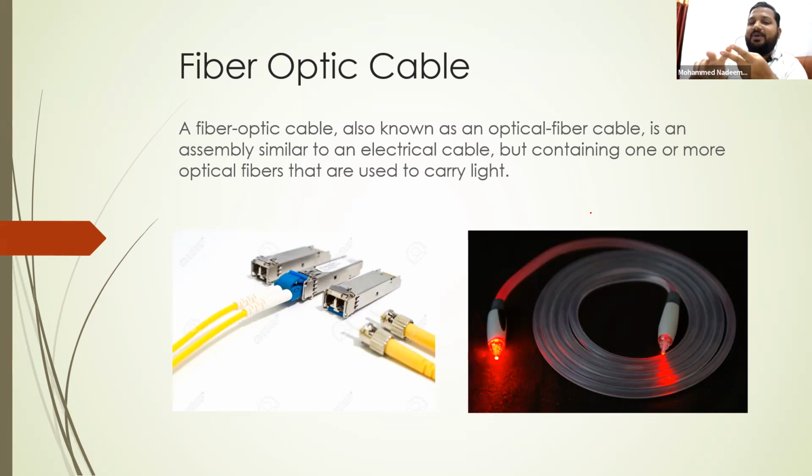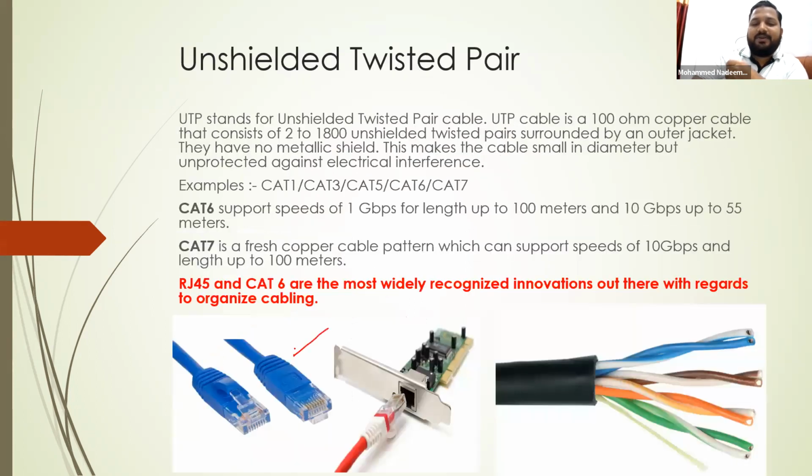So these two types of cable are used in networking: copper cable and fiber cable. Remember this difference, and you will get to know more about the cables in coming days. The fiber cable looks like this. Can you see this? The data goes in the form of light in the fiber cable. This is the copper cable, and the copper cable has categories: Cat 1, Cat 2, Cat 3. Nowadays Cat 6 is running in the market. Category 6 gives you 1 gig speed.